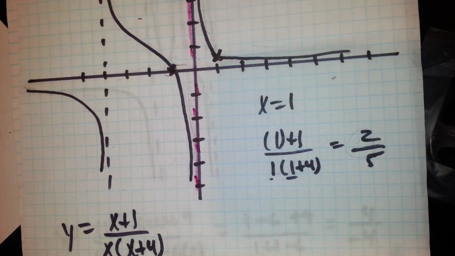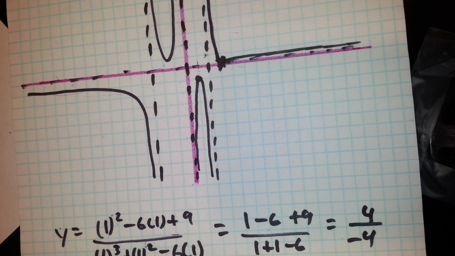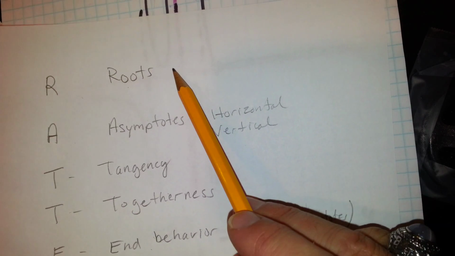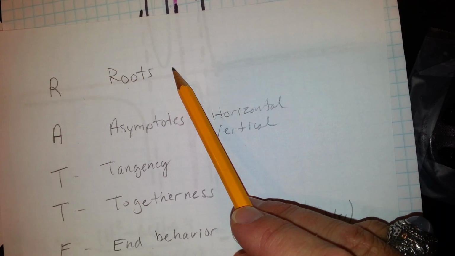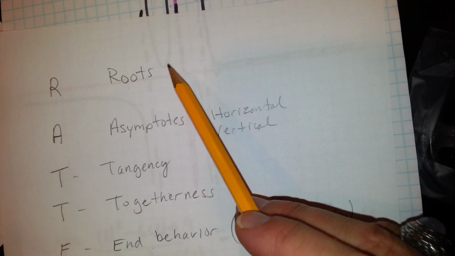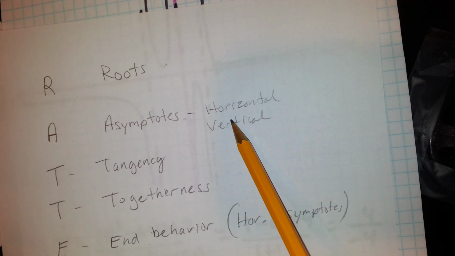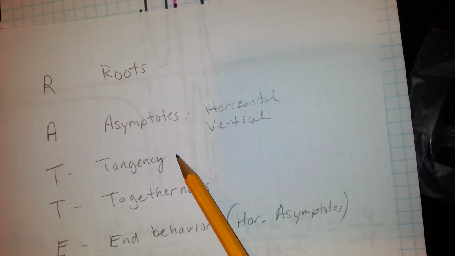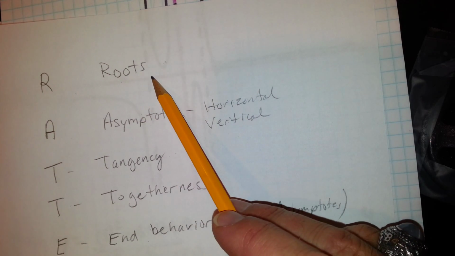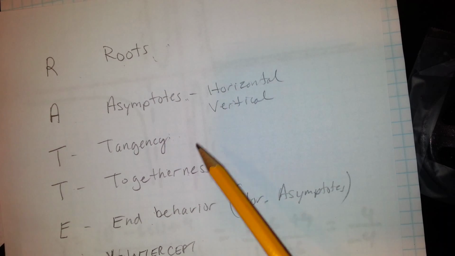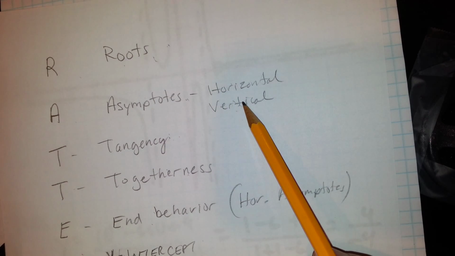Tomorrow we'll work some more. The big thing is RADI: again, roots from the numerator. Set the numerator equal to 0 and find your x-intercepts. The asymptotes: horizontal from Bobo Botten each DC, vertical you get from the denominator. Tangency is your numerator, your roots. If they're even multiplicity, they bounce. If they're not, they go through. Togetherness is your vertical asymptotes, the factors that create them.